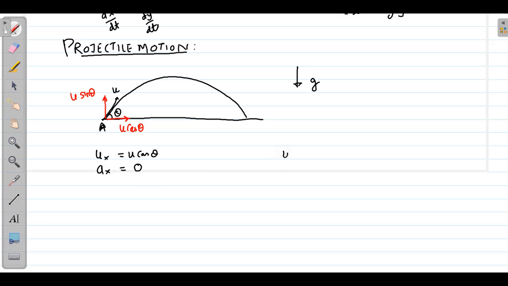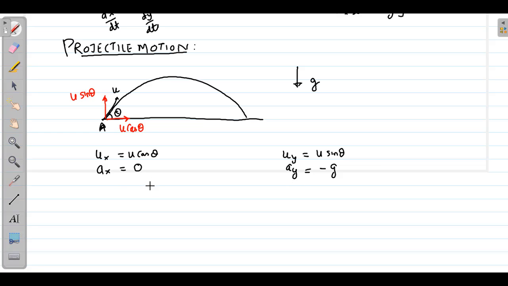Similarly, uy, the initial velocity along the y direction, is u sin theta, and acceleration along the y direction is minus g, because our convention is that the positive direction is vertically upward. Because g is in the downward direction, we use a negative sign. So these are our basic initial velocities along the x-axis and y-axis, and the accelerations along the x and y directions.